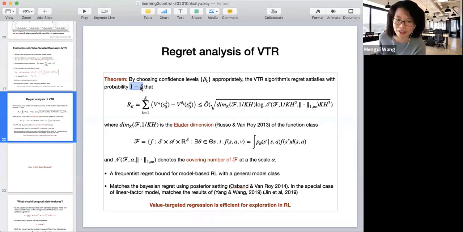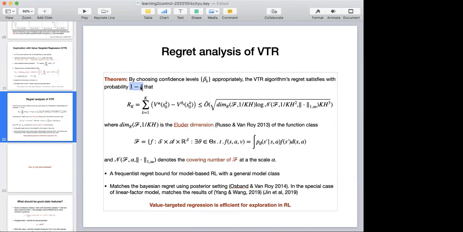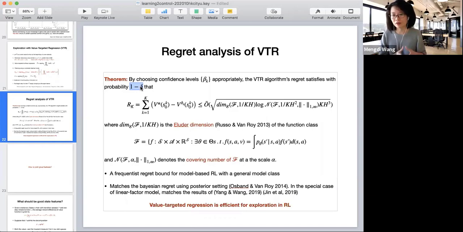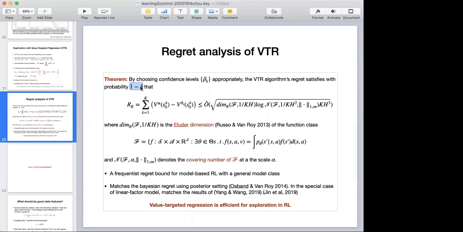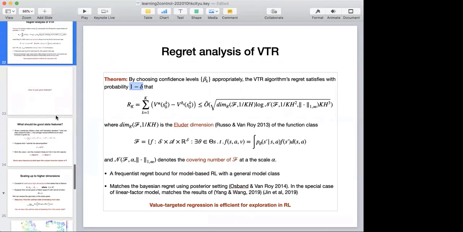We need to choose beta using this delta. Okay, so some log 1 over delta in the beta. If we want this regret to be bounded with very high probability, then we might want to choose beta in a more relaxed way to make sure that we are bounding it with high probability. Okay, thank you.